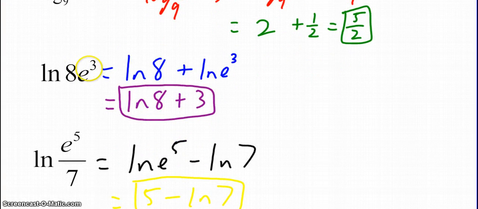The natural log of 8e cubed is the natural log of 8 plus the natural log of e cubed. The natural log of 8 is not a nice number, so I'm just going to leave it as the natural log of 8. But the natural log of e cubed is 3 because of my properties of logs. I can bring the 3 down in front, and the natural log of e is just 1.